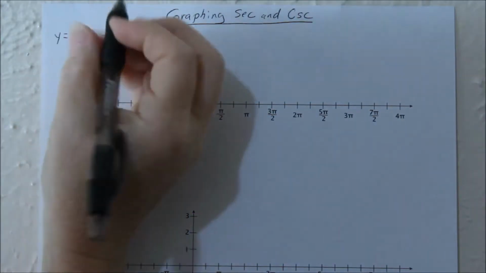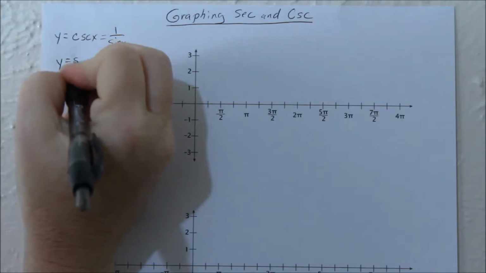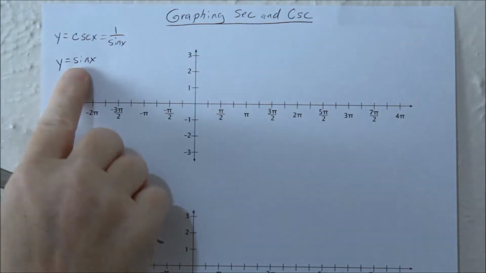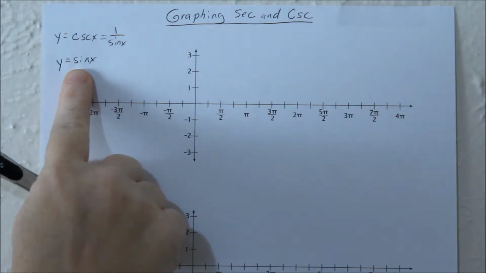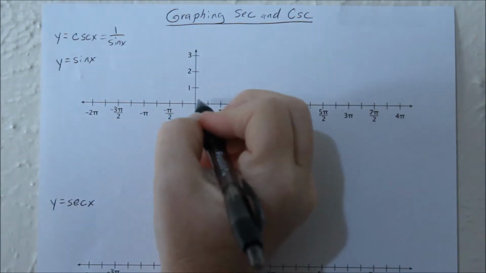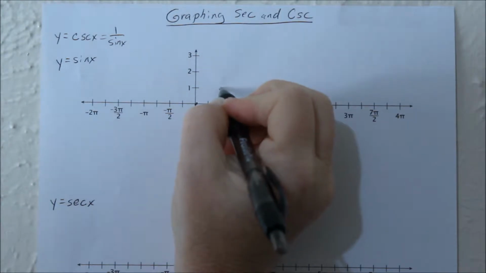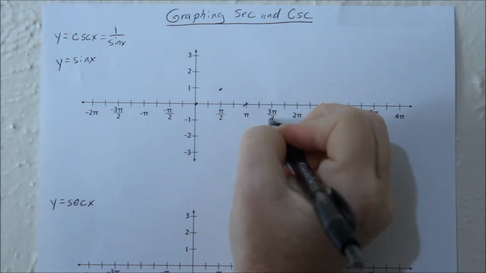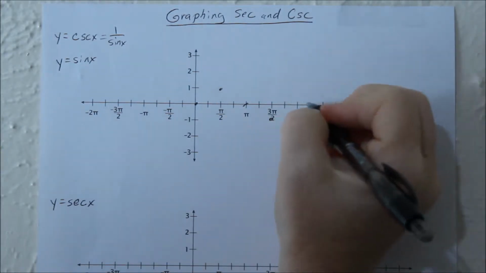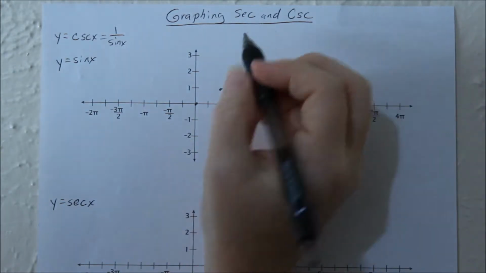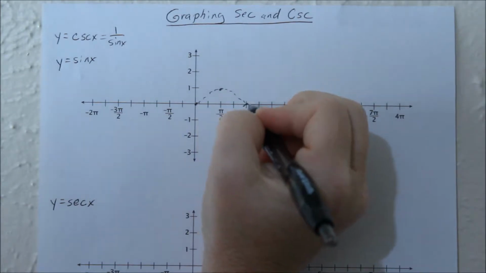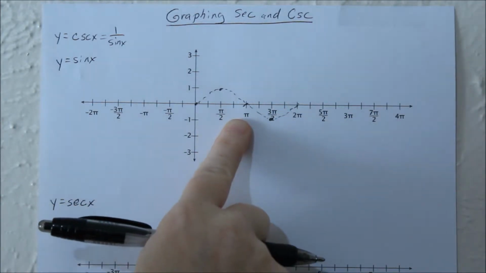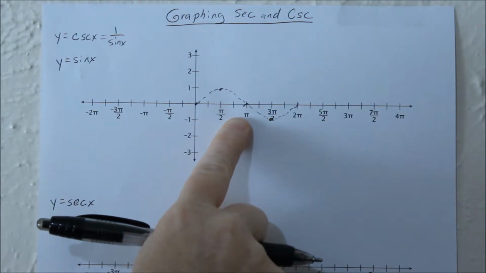So I am just going to graph y equals sine x first. By now you should be able to graph your y equals sine x. Sine starts here at 0, it's up at 1 at 90 degrees, back at 0 at pi, down at negative 1 at 270 or 3 pi over 2, and then back at 0 at 2 pi, okay? I'm drawing a dashed line because that's not my final answer, but that is your basic sine curve.